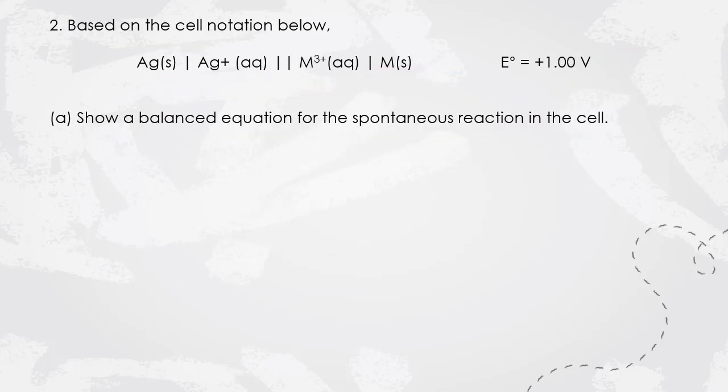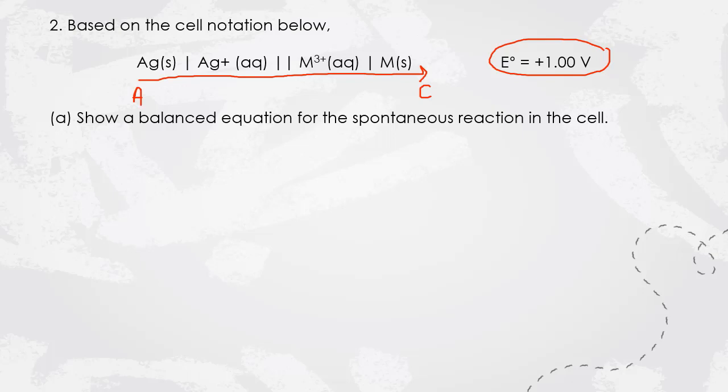For question 2, you are given cell notations. Cell notations are written from anode to cathode. So on the left-hand side, we start with the anode where oxidation takes place, and the cathode is on the right-hand side, where reduction takes place. And given to you here is the E° cell of the reaction, where you know that E° cell is equal to E° cathode minus E° anode. The question asks you to balance the equation for the spontaneous reaction.